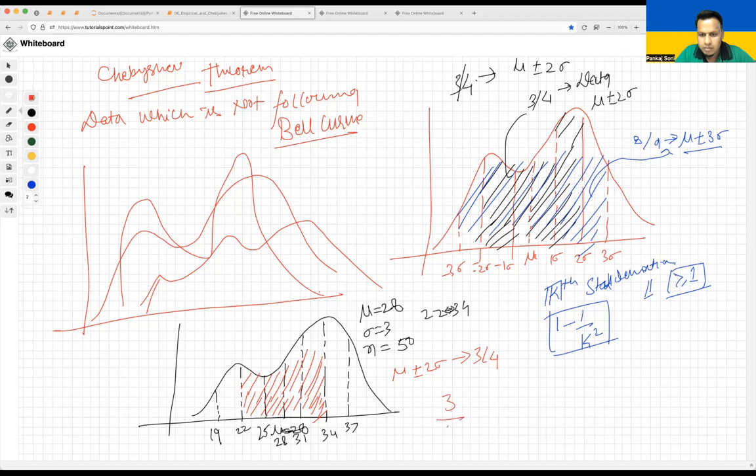So 3 by 4 into, what is the sample? 50, right? So total how much? This will be 150 by 4. So that gives 37.5. So 37.5 data, 37.5 population, or the height, or whatever they are collecting, will be falling within mu plus minus 2 sigma. 3/4 of data, that is 37.5. This is the answer for this particular thing.